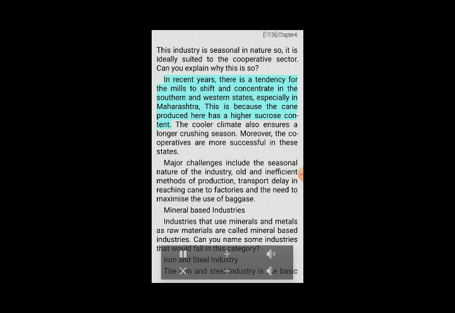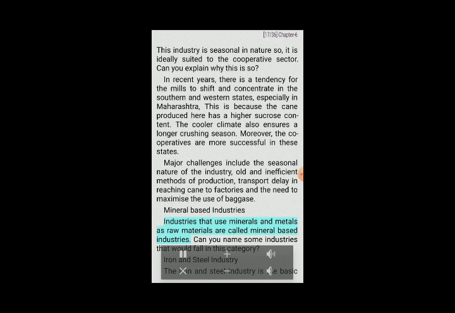In recent years, there is a tendency for the mills to shift and concentrate in the southern and western states, especially in Maharashtra. This is because the cane produced here has a higher sucrose content. The cooler climate also ensures a longer crushing season. Moreover, the cooperatives are more successful in these states. Major challenges include the seasonal nature of the industry, old and inefficient methods of production, transport delay in reaching cane to factories and the need to maximize the use of bagasse.